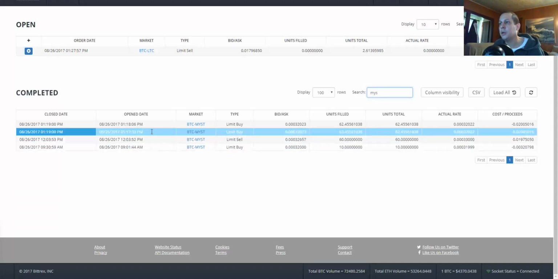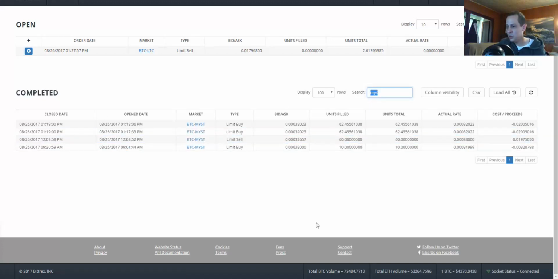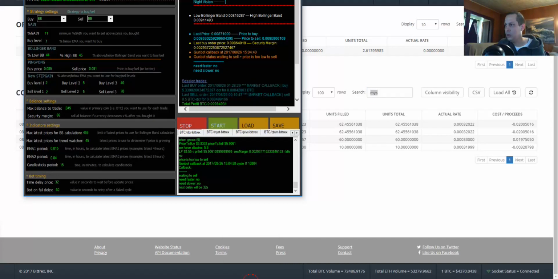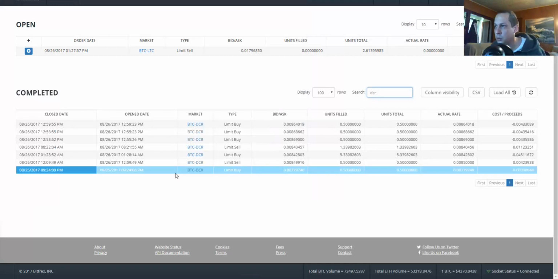What else would be good to look at? Decred. A lot of action with Decred. See, we bought it here at 779 Satoshi and then sold at 849 Satoshi.